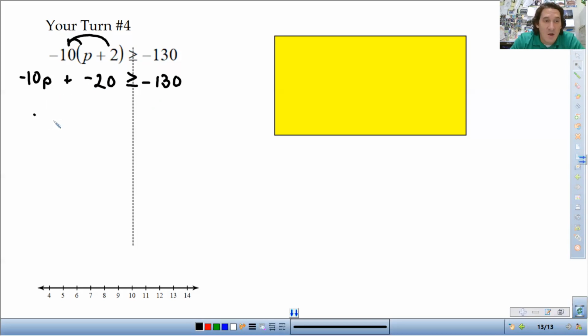Before I move on, I know I distributed a negative 10 and you multiply when you distribute, but I still do not flip the inequality because I did not multiply or divide both sides by a negative. Distributing doesn't count with that, so it's only if you multiply or divide both sides by a negative, so no need to flip. But here, plus a negative 20 is the same thing as minus 20. So I'm just going to go ahead and change that. I'll keep track of negatives and stuff. So negative p minus 20 is greater than or equal to negative 30.